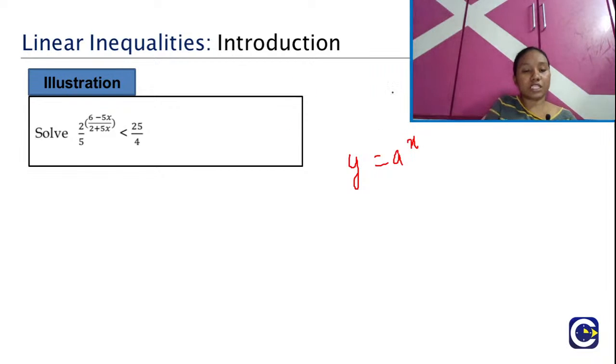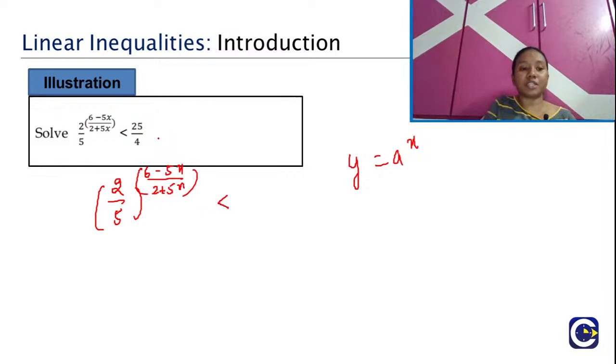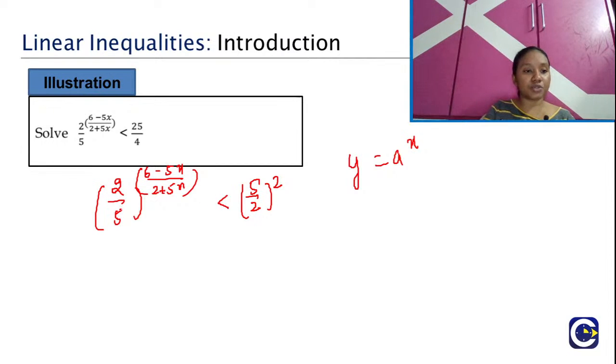So how can we make it equal? What is the given inequality? 2 by 5 power 6 minus 5x by 2 plus 5x less than 25 by 4. Now 25 is nothing but 5 square and 4 is nothing but 2 square. Can I write it like this? 5 by 2 whole square. But here this a is 2 by 5 and here it is 5 by 2. So I can convert this 2 by 5 to 5 by 2. Yes or no? How can I convert?